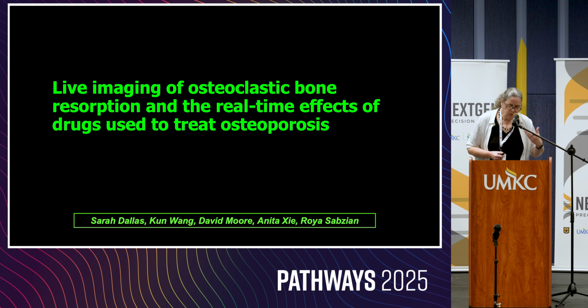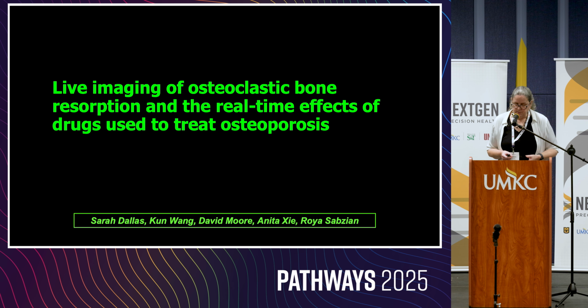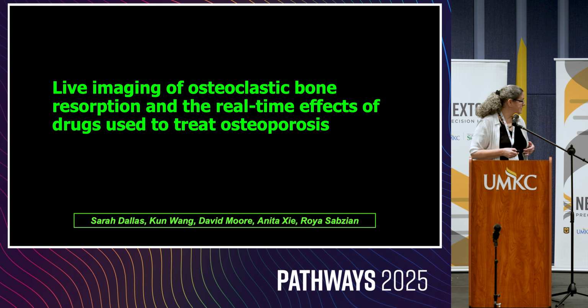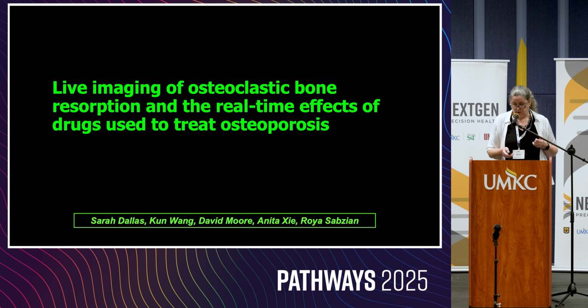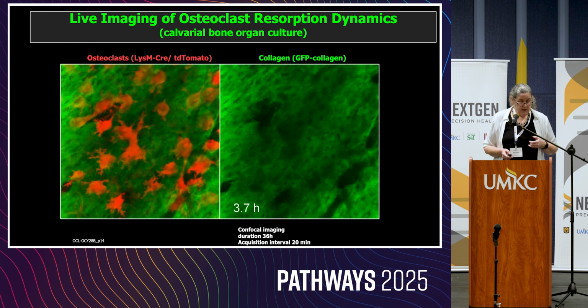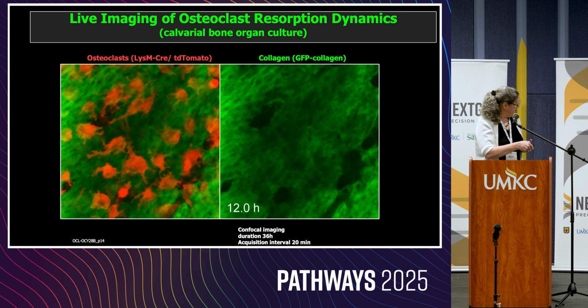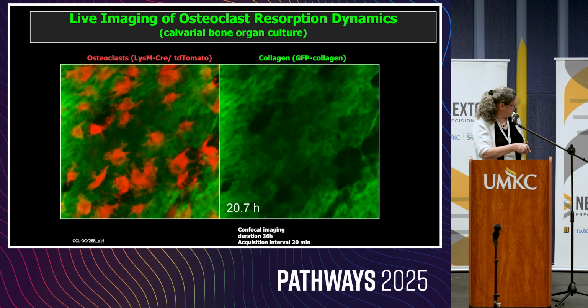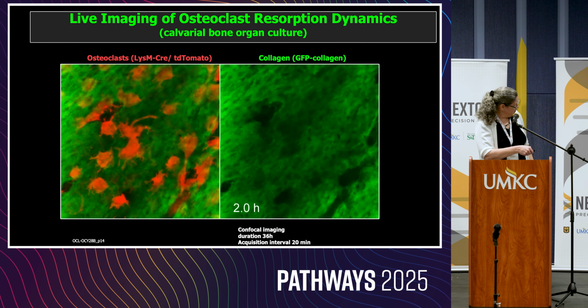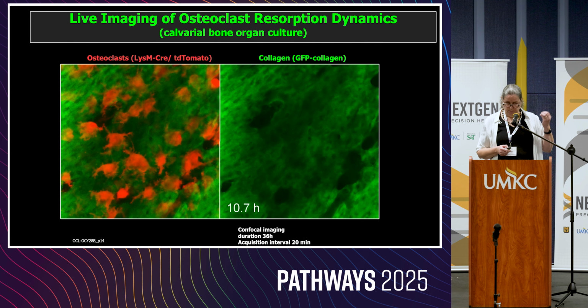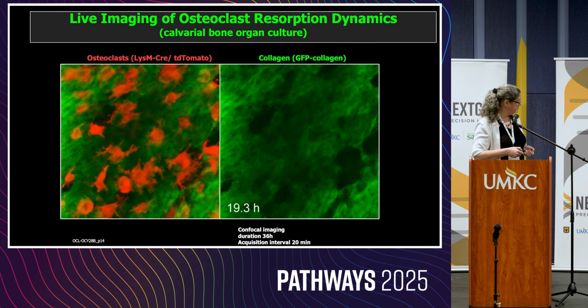So for the last part of my talk, I wanted to move on to some recent work we've been doing of live imaging for osteoclast bone resorption and the real-time effects of drugs that are used to treat osteoporosis. So this is now a movie of osteoclasts, these big giant red cells with this amoeboid motion moving on the bone surface. The shadowing that you can see on the right is actually the bone being removed, the collagen being removed by these osteoclasts.